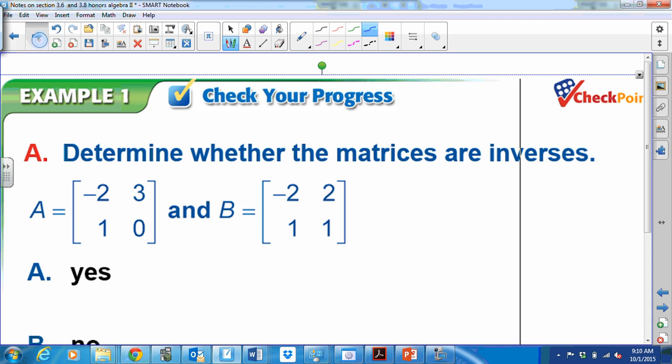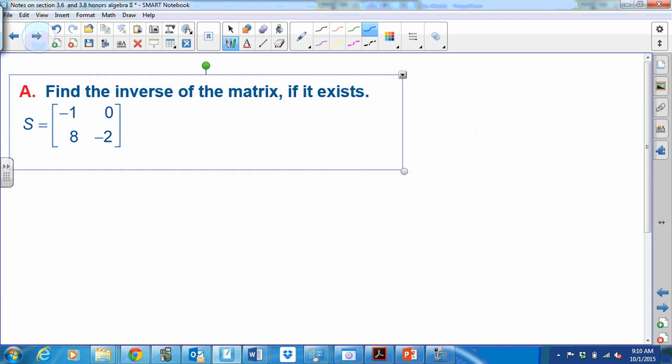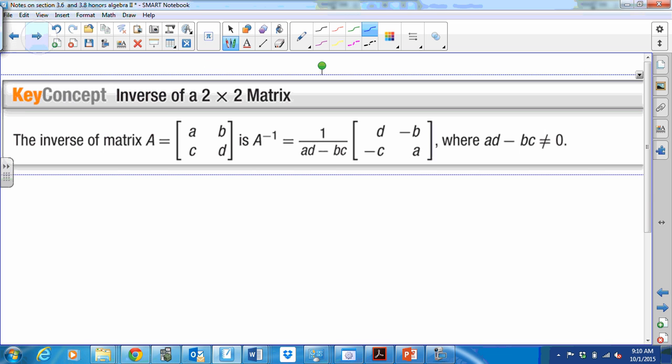All right, I think you guys know how to do that now. So find the inverse of a matrix if it exists. I'm actually going to show you the algebraic process, but again, you're going to be doing this in your calculator. So the algebraic process, if I want to find the inverse of the matrix, you're doing 1 over AD minus BC, and you're multiplying that. You're mixing around the matrix and moving A to D and D to A and negating that other diagonal.